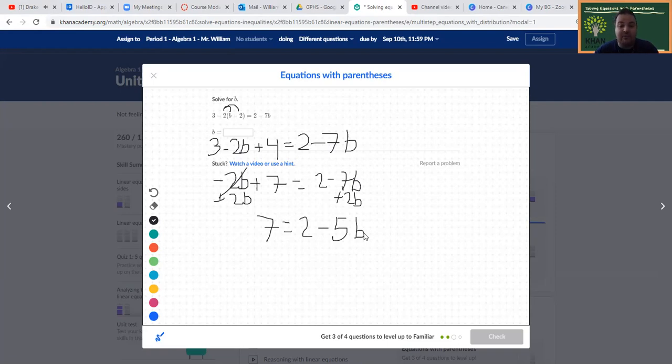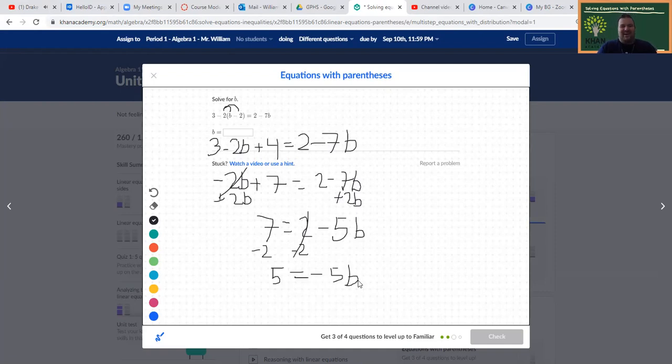We have our variables on this side, right? We have the b right here, which is what we're trying to isolate all by itself. So we need to get this constant to go away, this 2. So the inverse is to take it away, subtract 2 from both sides. 7 minus 2 is 5. 5 equals not just 5b, but negative 5b. That comes down with it.